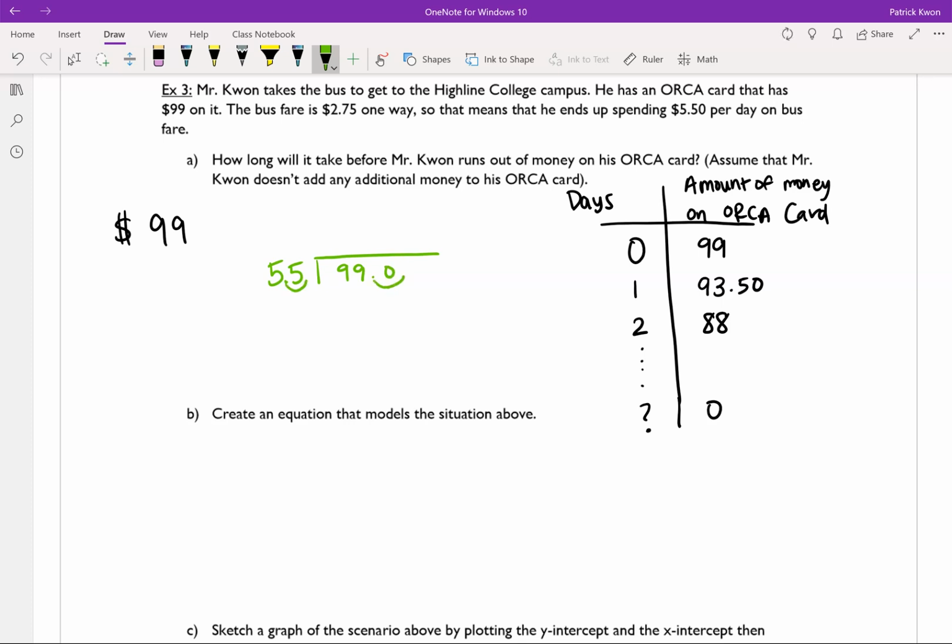So if we do some long division, kind of like we did in the previous examples, we know that 55 goes into 99 one time. And 55 goes into 440, let's see, eight times. So what this number indicates to us is it should be the case that after 18 days, we are left with $0 on our Orca card.